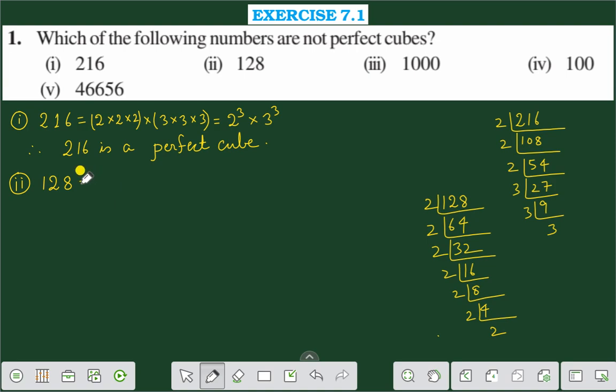That can be written as 2 into 2 into 2 into 2 into 2 into 2 into 2. It can be written as 2 to the power cube into 2 to the power cube into 2.